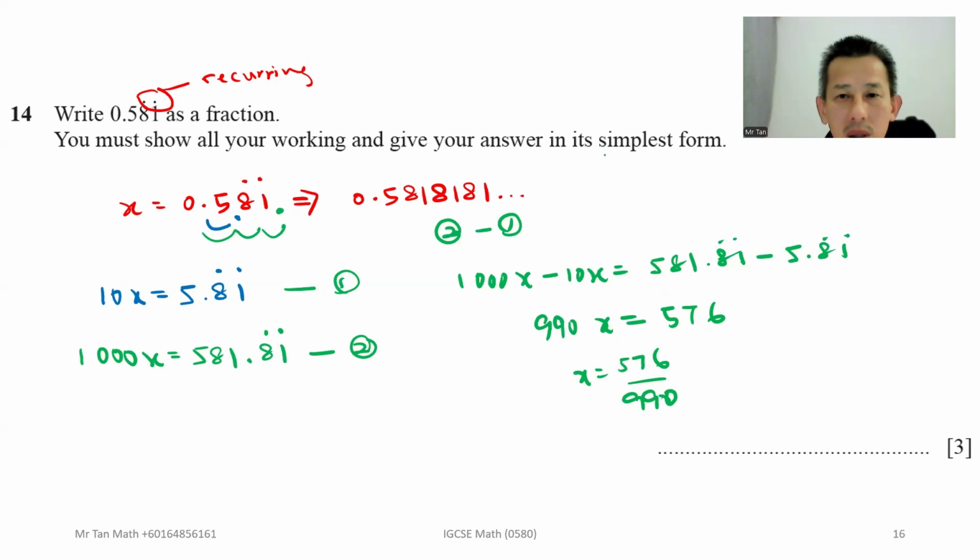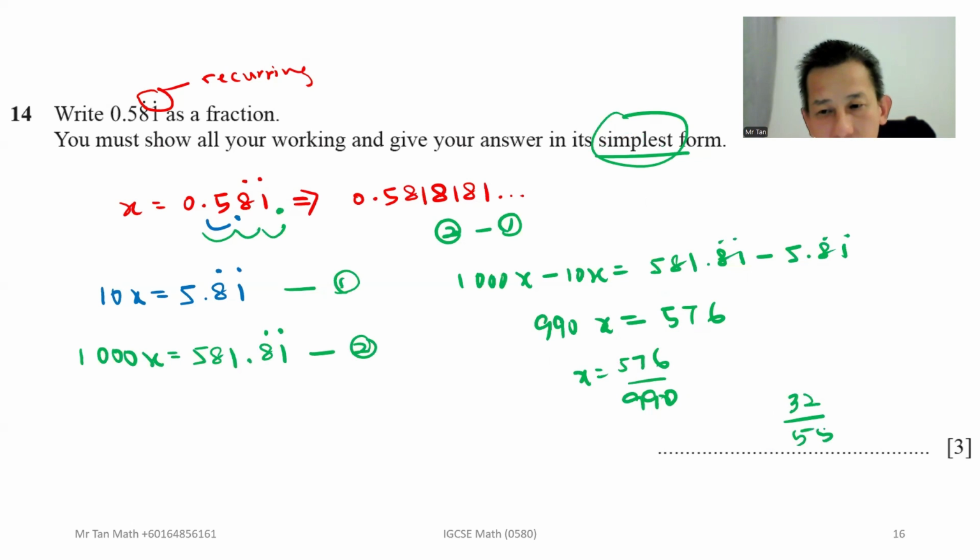And the question asks for simplest form. So simplify, you should get 32 over 55.